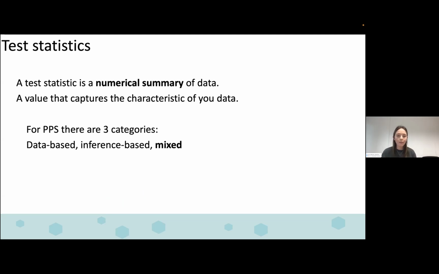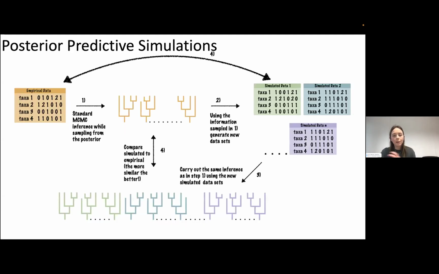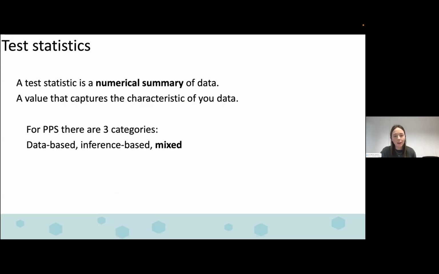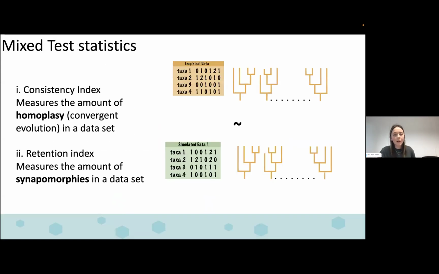Ultimately, we found that the mixed test statistics were the only ones that really were able to figure out which model we simulated under. So really we're capturing these dynamics. For the database and inference-based, we weren't ever able to determine which model was correct. So we went forward and said, okay, we can use these mixed test statistics, because while this whole pipeline is very nice, unless you have a test statistic that compares your empirical from your simulated data, you still can't really tell anything. So we found that mixed test statistics were the best for that.